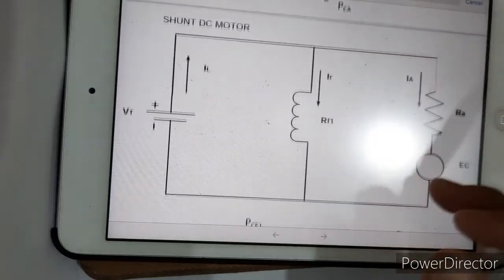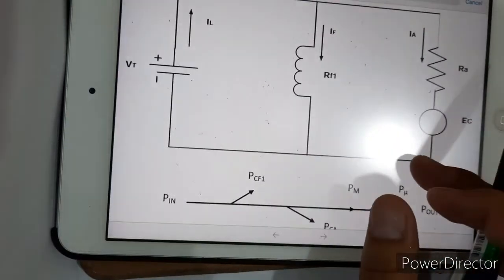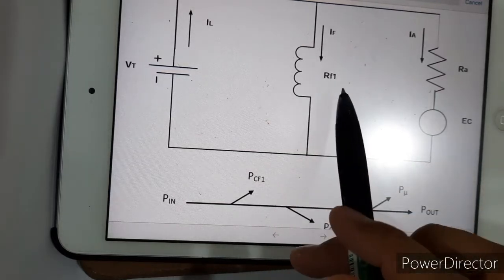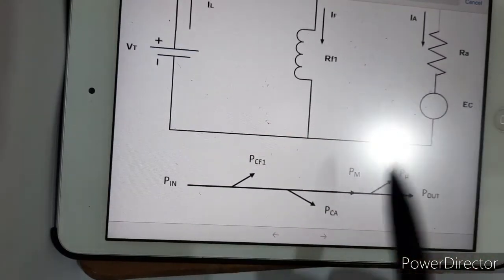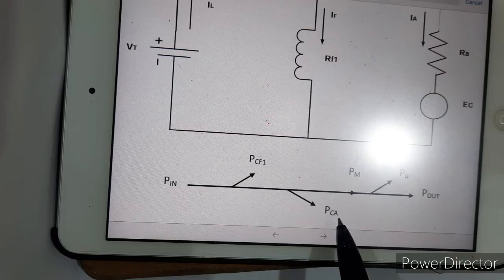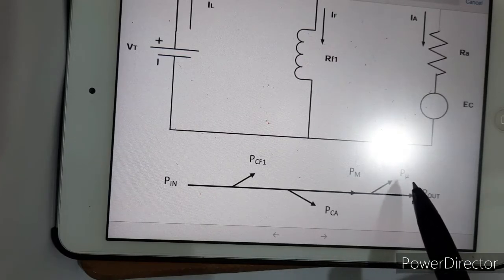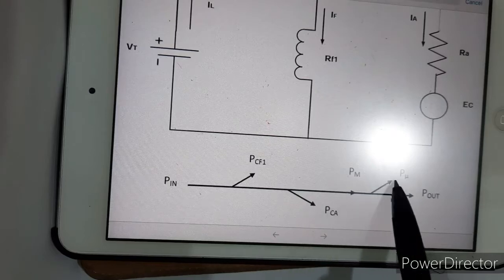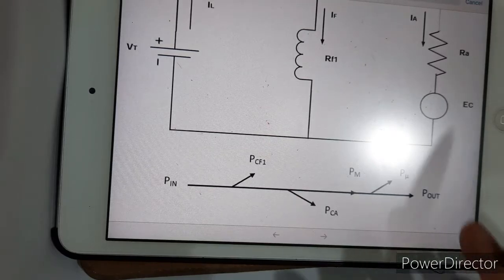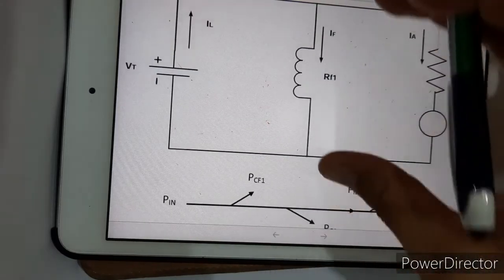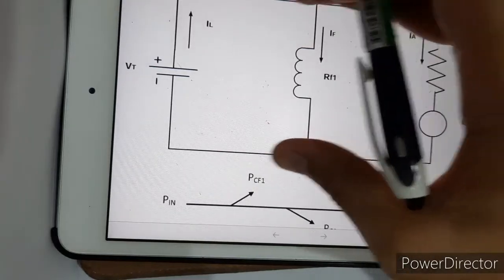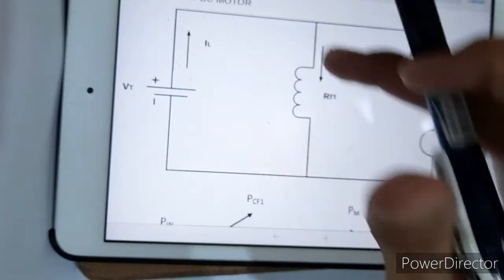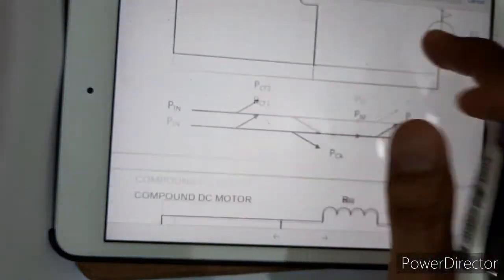Okay, same for shunt. This is because of RF1: IF squared multiplied by RF1, IA squared multiplied by RA, and these are given in the equation. So P in is VT IL, minus this one, minus this one, we can get the P out. So remember, to determine IF, because this is parallel, you divide VT by RF1, and you can determine IF.